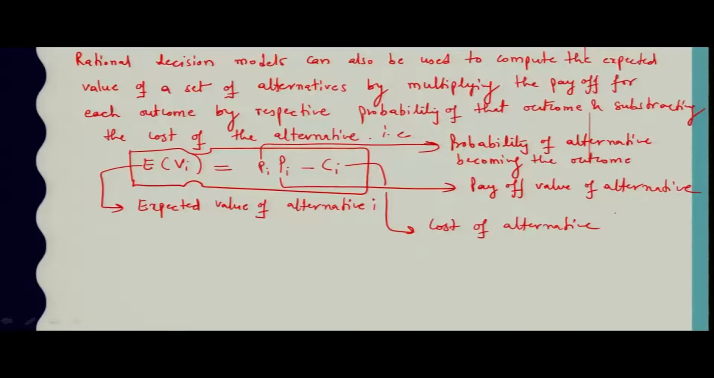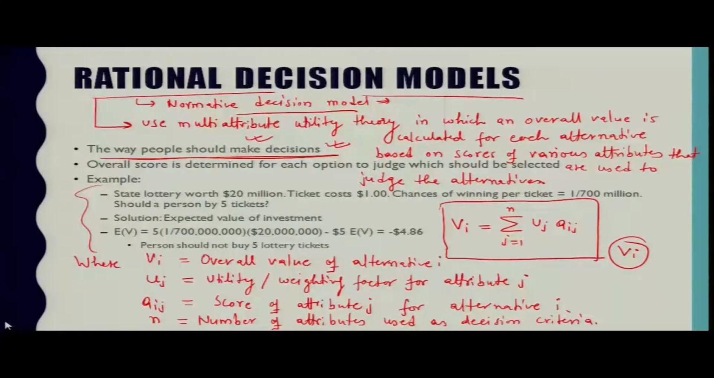Now let's say one example we will take here: the state lottery is worth $20 million. The ticket costs $1. The chance of winning per ticket is 1 in 700 million.